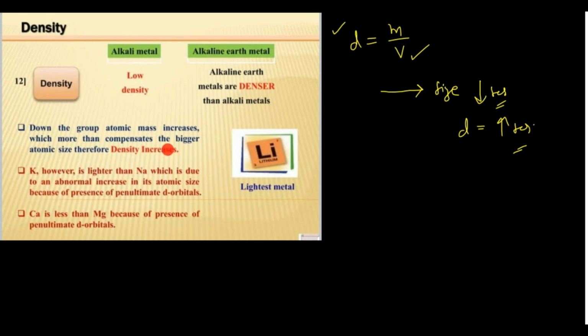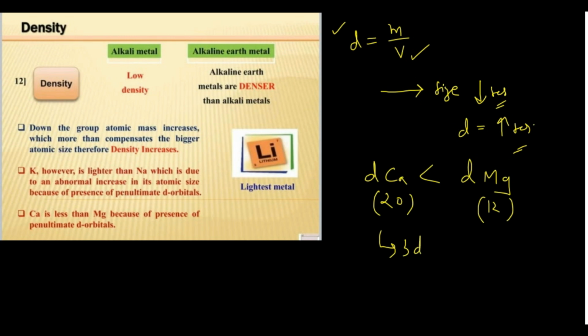This I have explained to you. Calcium is less dense than the magnesium because of the presence of the penultimate d orbital. This is rather simple, it is written here. The density of the calcium is lower than the density of the magnesium. So what it says, the atomic number for magnesium is 12, and for calcium it is 20. If you write the electronic configuration, somewhere after that it will have the 3d orbitals vacant. Okay, vacant 3d orbitals, that means volume increases.